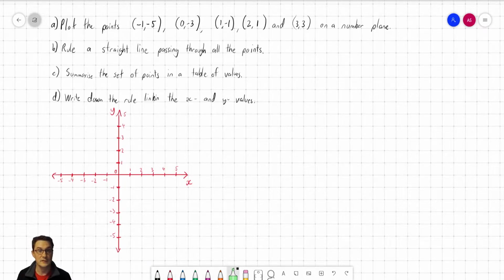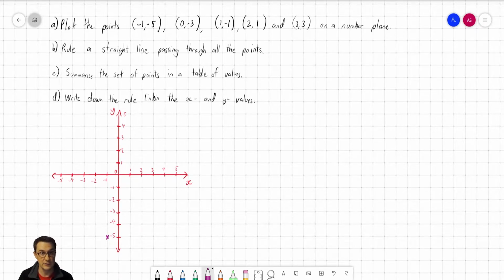What we're going to do is focus on plotting the number points, and that's these points up here, which we're now going to plot onto our number plane. Now, in the first instance, we've got the point of -1 and -5. So the x-value is -1, so we're going to go to the left 1 point. Then we're going to come down 5 because it's -5 down here. And that point is going to be there.